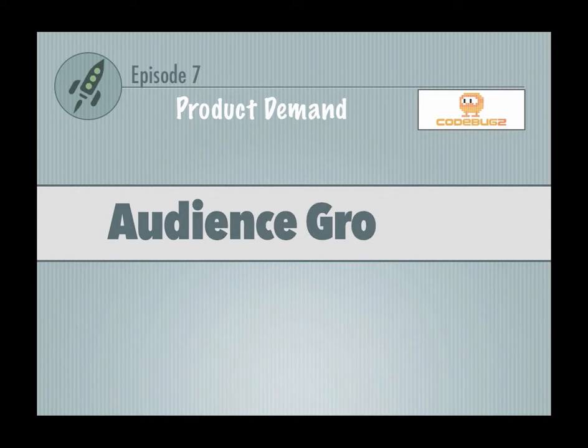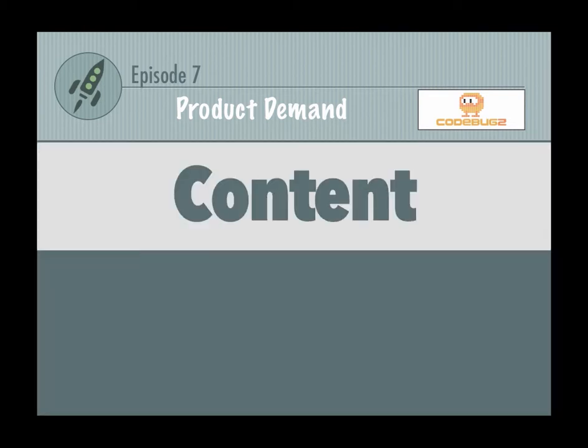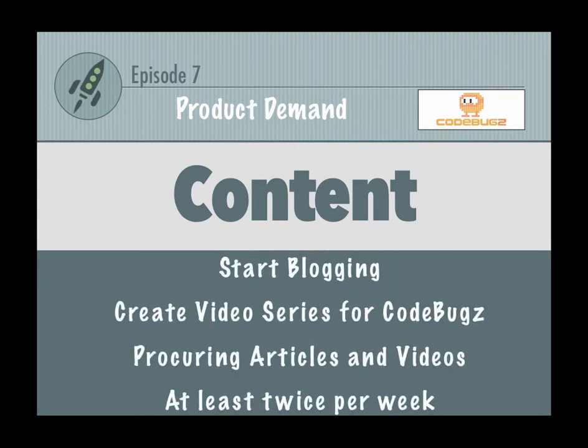So I had to do a lot of research on audience growing. During my research, I found that there are a bunch of resources, so I decided to use the combination of webinars, social media, blogging and guest posting, and bookmarking sites in order to get the word out and see if anyone is going to sign up for our MVP offering. Again, finding out if there is demand for the product. So let's talk about content. To make sure CodeBugs has enough content to show that we are relevant, I'm going to start blogging, creating a video series for CodeBugs, procuring articles, videos, things like that, at least twice a week.